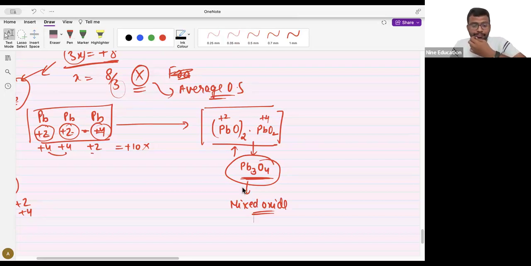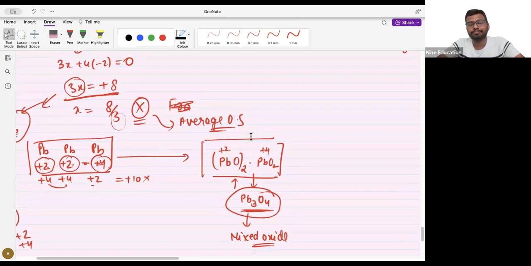This will most probably come in the exam. There is a high probability that these questions will come, where you have 2 types of oxidation states. One more.